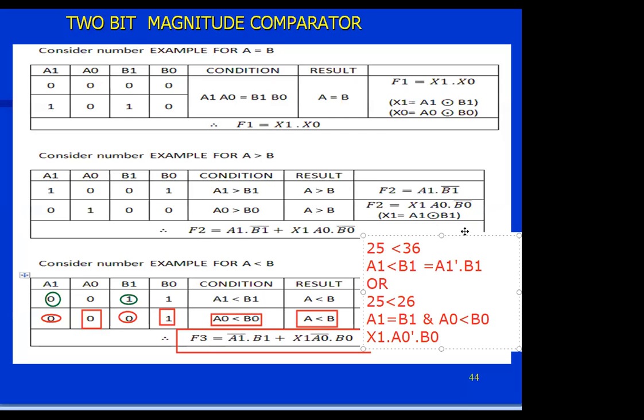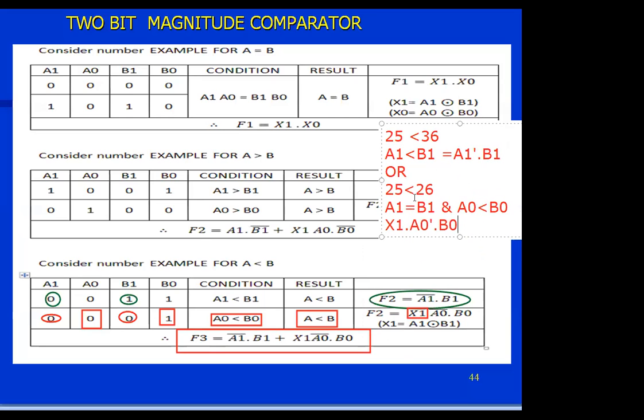Okay, the same condition in decimal number. I explained it in binary, I will explain it in decimal also. By satisfying these two conditions, we can say F3 as A less than B for A1 less than B1, and similarly A0 less than B0 into X1. Okay, here this is the 2-bit comparator.